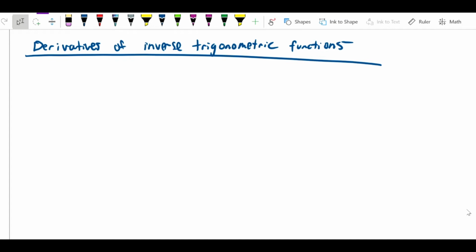So we want to turn now to the subject of derivatives of inverse trig functions. This corresponds to section 3.9 in the Thomas textbook, but it's actually just kind of a continuation of the previous two sections because we've just been talking about inverse functions, and we're just going to use a little bit of implicit differentiation to find these inverse trig functions.